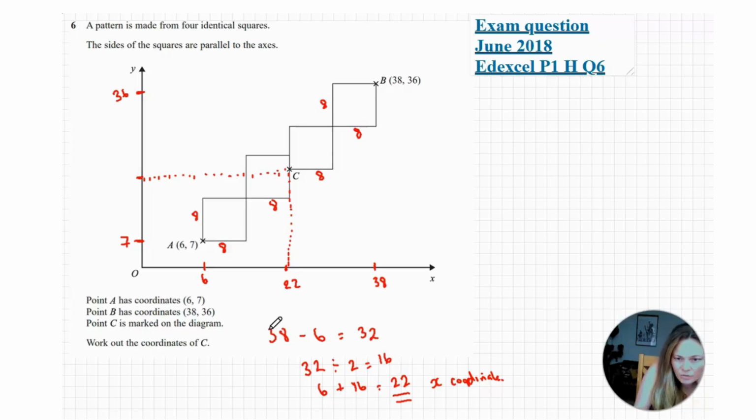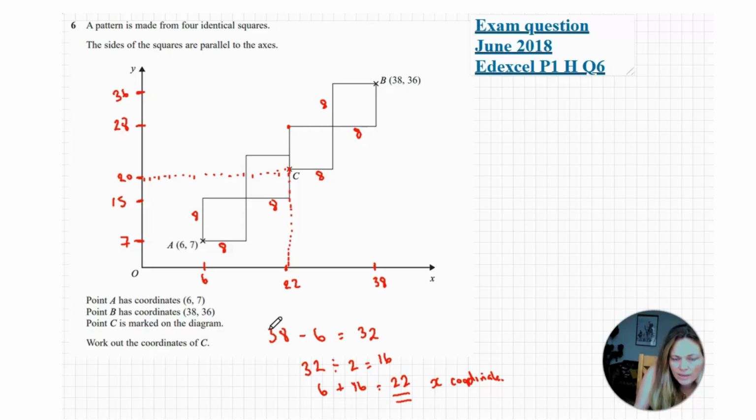Okay, so from 36 down to there, I'm going to start putting in some numbers: take away 8. So that's going to be 28 there. And from 7 up to there, it's add 8, so it's going to be 15. That just leaves us with this section here, and C is there, but we don't know exactly where it is. But what we do know is from here down to where C is, it's a side length of 8. So from 28 down to there, it's just minus 8. So it's going to be 20.